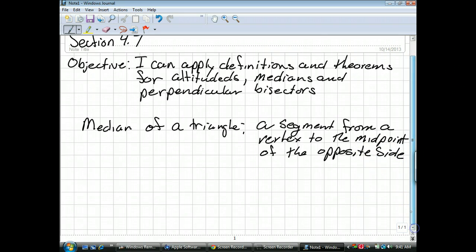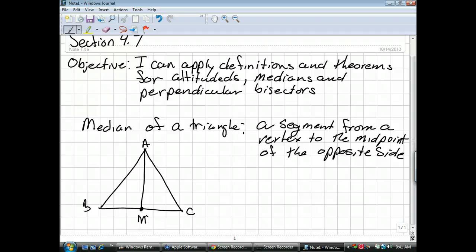Okay, so for example, if this is triangle ABC, then from vertex A, the median would be a segment from A to segment BC, where M is the midpoint of BC. So therefore, I would know that BM equals MC by definition of midpoint.